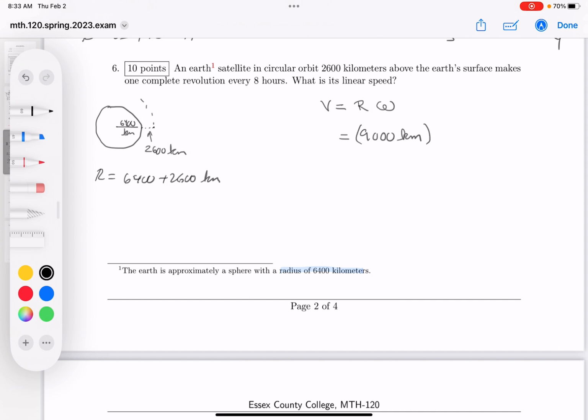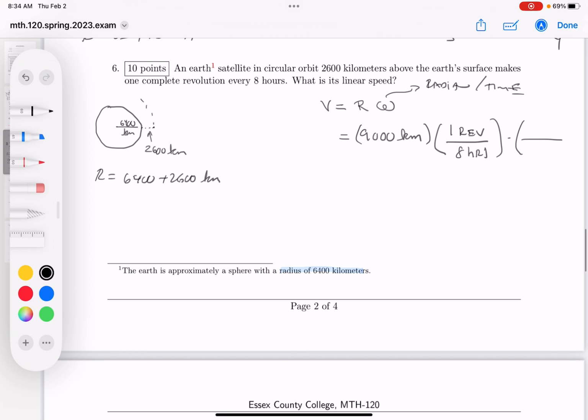Now, do I know the angular velocity? And it goes on to say it does 1 revolution every 8 hours. I got troubles, though. I want to point out what the troubles are. This formula is derived from S equals R theta, and the theta must be in radians. So this must be radians per time. But I got revolutions per time, so I need to get rid of the revolutions.